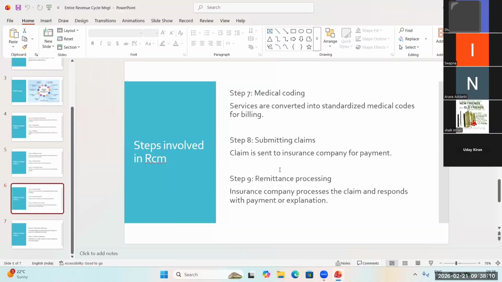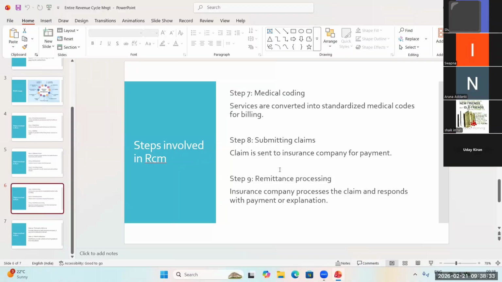Here the step 8 comes under submitting claims. Submitting claims means the claim is sent to the insurance company for the payment. Obviously, after providing the treatment, the provider needs to submit the claims to the payer for getting the payment.